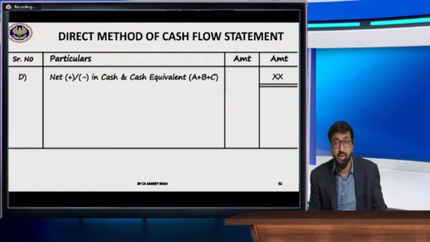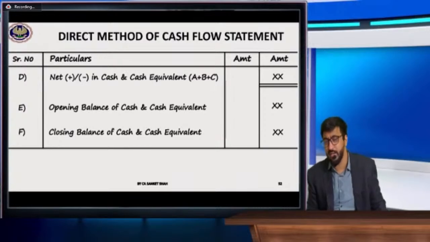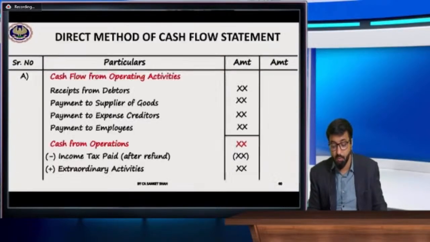And then you will get net increase or decrease in cash or cash equivalent. So net increase or decrease means what? It is A plus B plus C, or it might be closing balance of cash and cash equivalent minus opening balance. So it's very simple. Now you can take a screenshot of this pro forma.